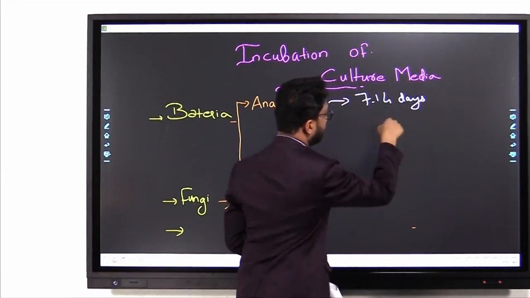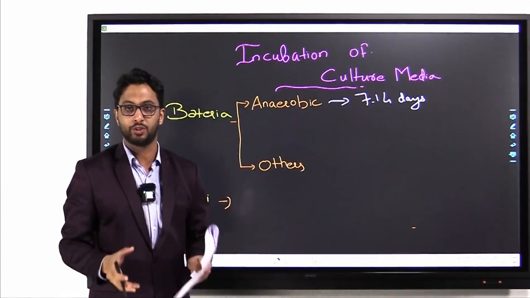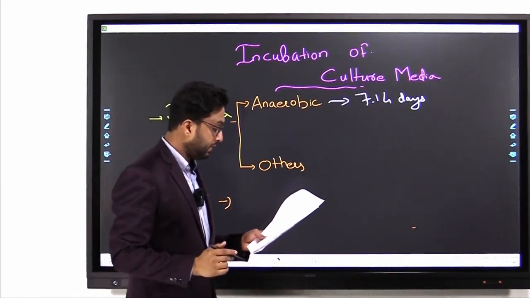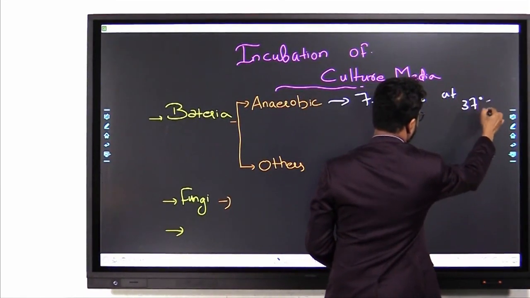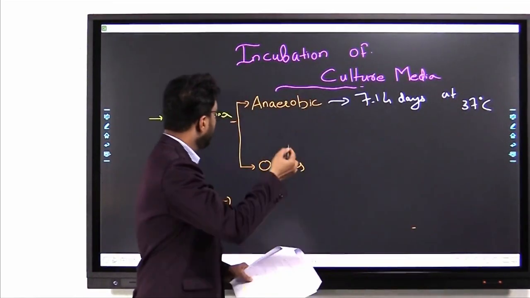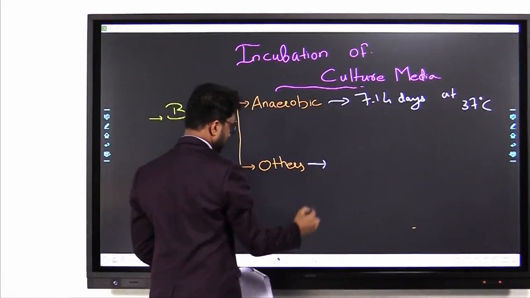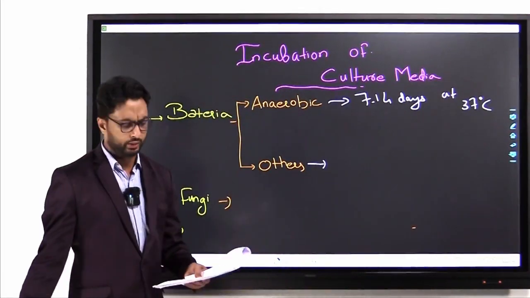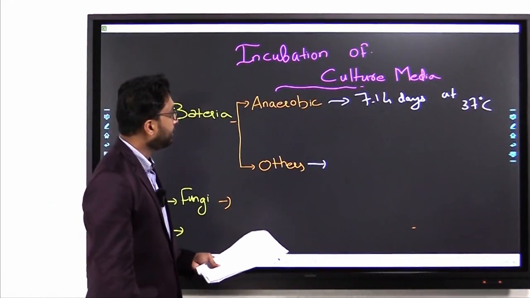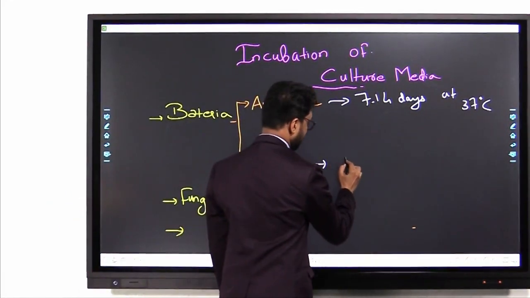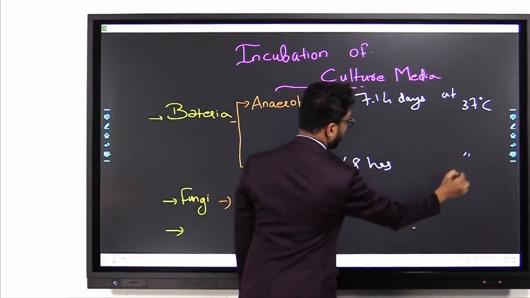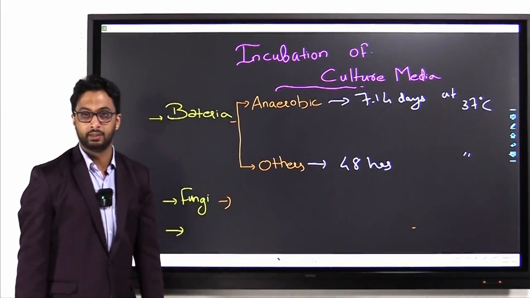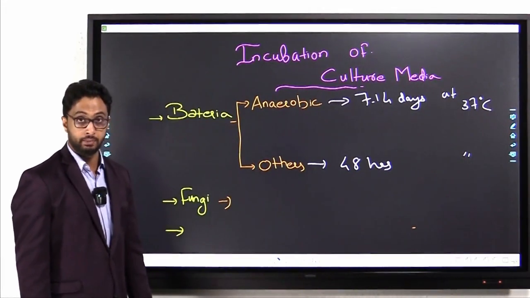For this many days, you have to incubate and then take the culture to see the growth. Okay, 7 to 14 days at 37 degrees Celsius, body temperature. That's where anaerobic bacteria grow. Whereas others, including aerobes, facultative anaerobes and microaerophilic organisms, whoever you take, it usually takes much less time, but at least 48 hours at the same temperature.